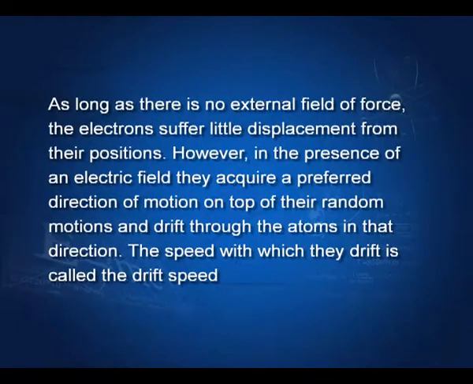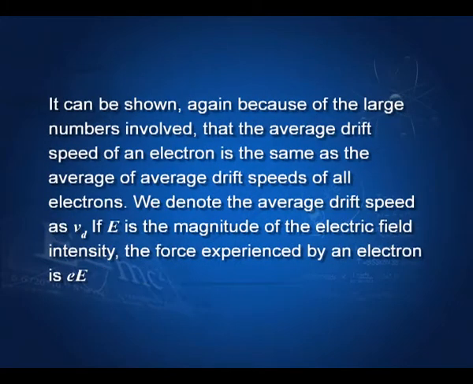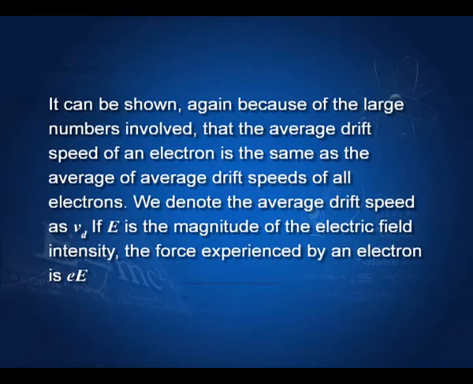And the speed with which the electrons drift is called the drift speed. So, it can be shown again, because of the large number of electrons, that the average drift speed of an electron is the same as the average of average drift speeds of all the electrons. So, we denote the average drift speed by Vd.